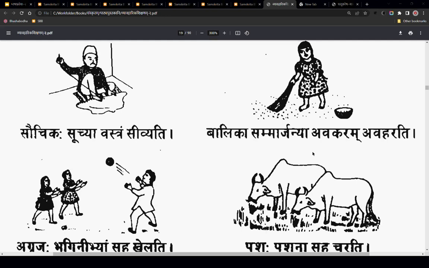Now we also know ahara. So there the upasarga is used with hara. Ahara, aharati. Ahara means also taking in. So you are taking in something. Aharati also means taking in. It can also mean taking away. And then viharati, traveling. Vihara. You know, vihara.